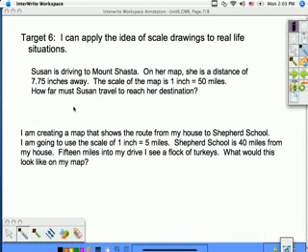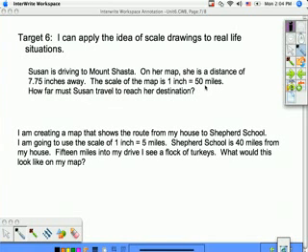Target 6. I can apply the idea of scale drawings to real-life situations. A scale drawing would be a map, for example, where we take the distance between two cities that are pretty far apart and we draw it as a smaller picture. It's a scaled down version. A blueprint could be an example of a scale drawing, or even a model car.